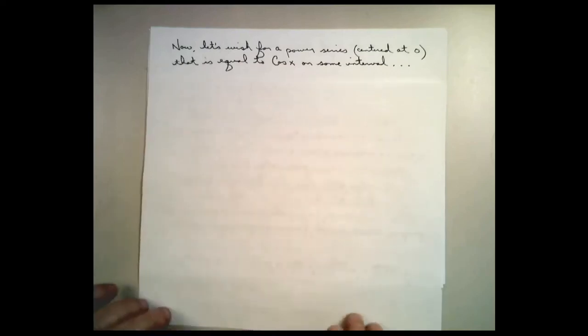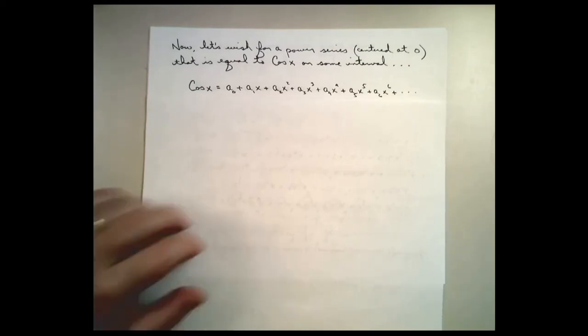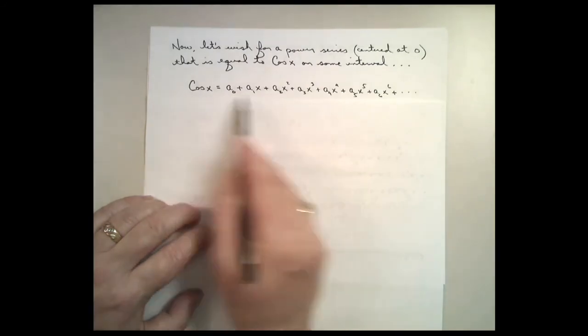Let's try it again. Let's make another wish. Let's wish this time for a power series, and again, we'll center it at 0, that's equal to cosine of x on some interval. Right, so what does that mean? That means the first consequence of that wish is exactly what we've stated, that cosine of x is equal to a power series.